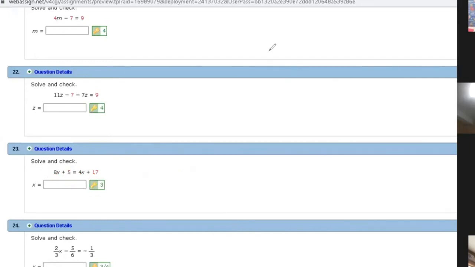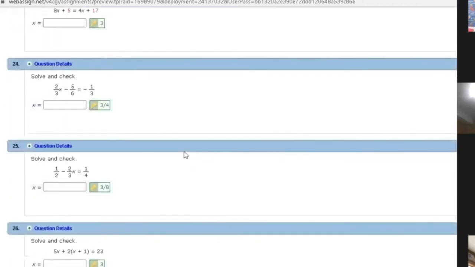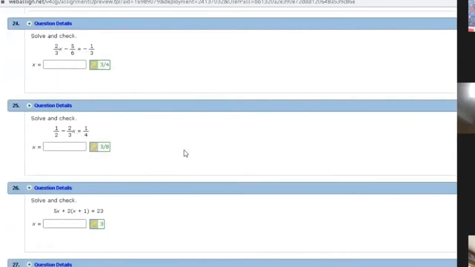Let's look at objective 7. Objective 7, we got 24, 25, and 26. With these, it's basically the same thing we did in objective 6, but with fractions and parentheses. Of course, you can do it with fractions, but it's easier if you find that LCM and get rid of the fractions. So let's take a look at that.